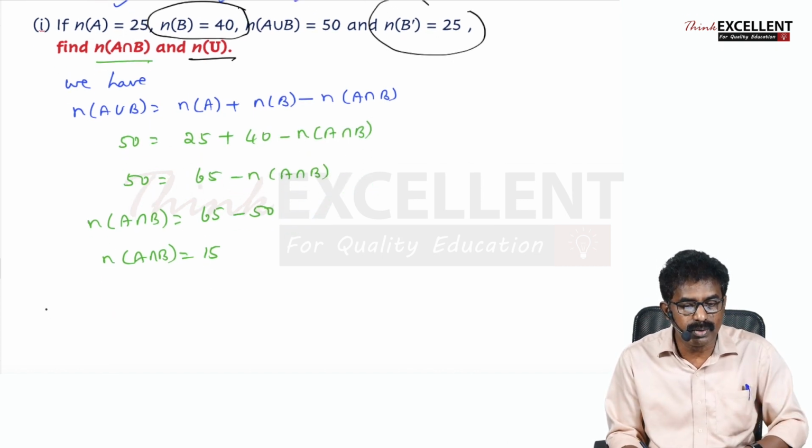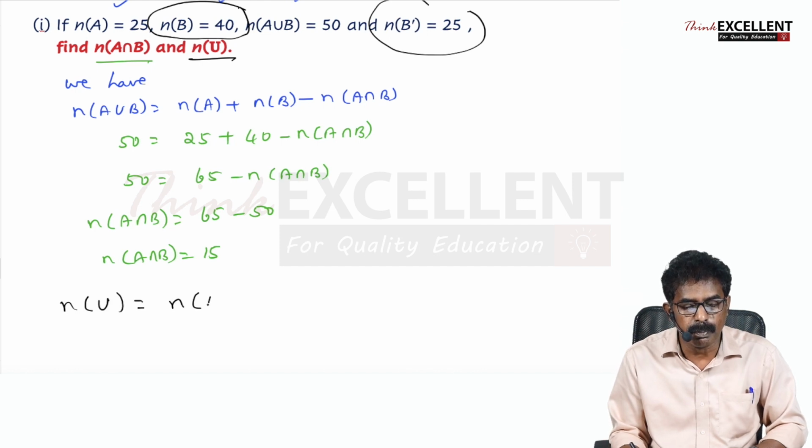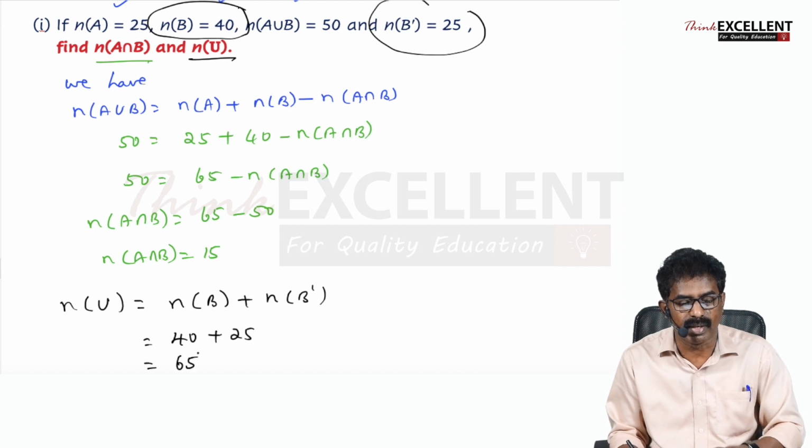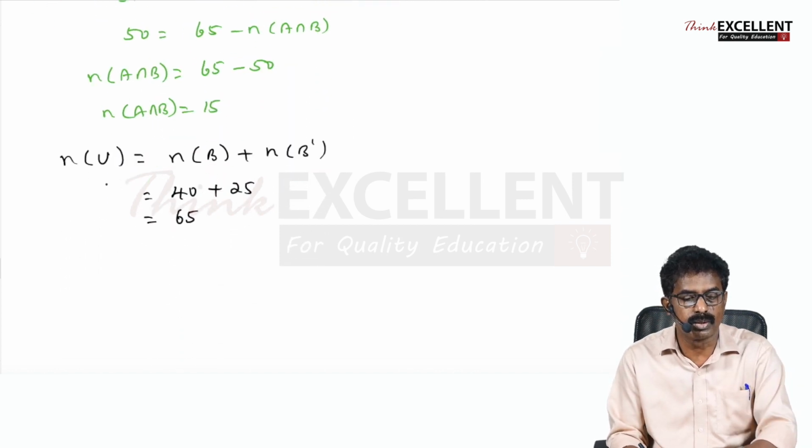So N of U equal to N of B plus N of B dash. So what is N of B here? 40. N of B dash is 25. So the answer is what? 65. So write the answers together.